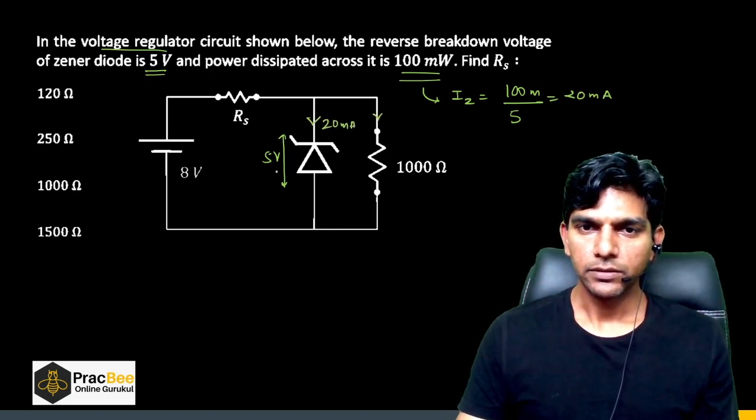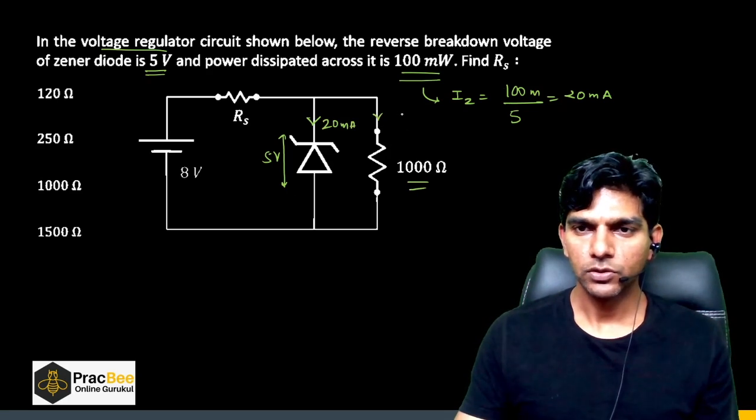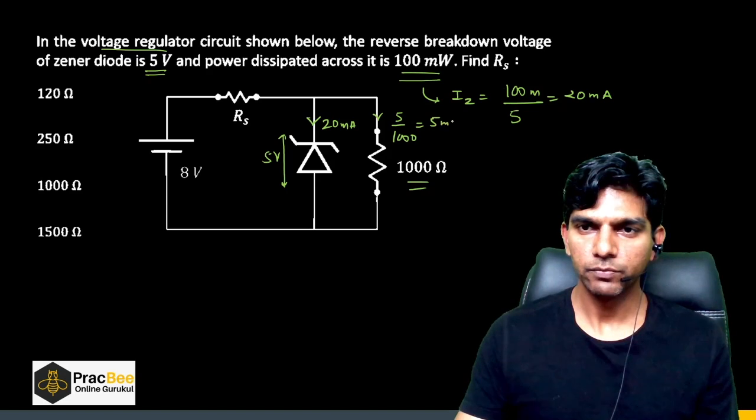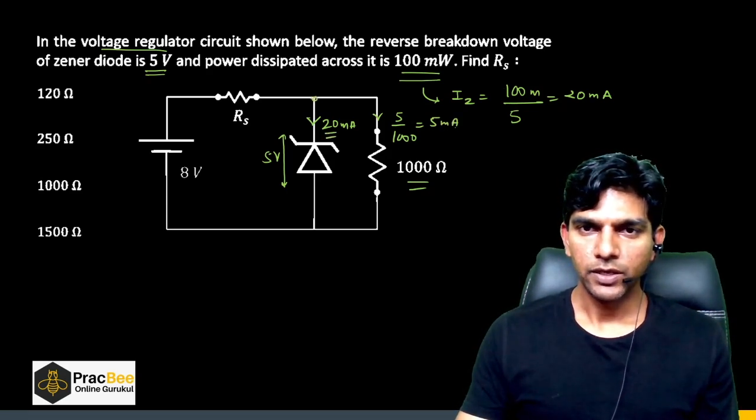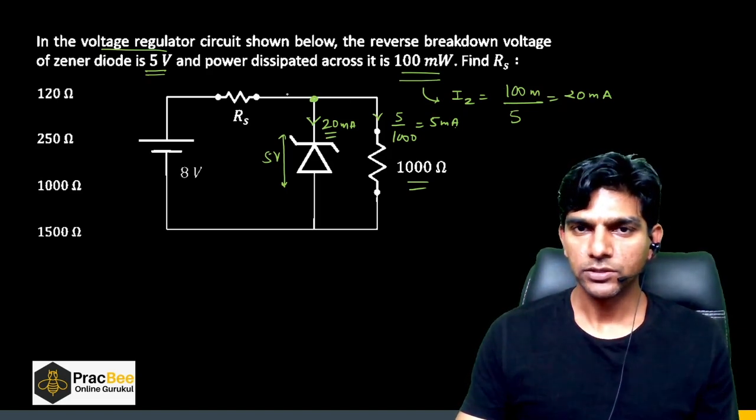Now what is the load current? We know the potential drop across this, so the load current will be 5 divided by 1000, which is nothing but 5 milliampere. So if this is 5 milliampere, and this is 20 milliampere, then if I apply the junction law at this junction, the current here will be 25 milliampere.